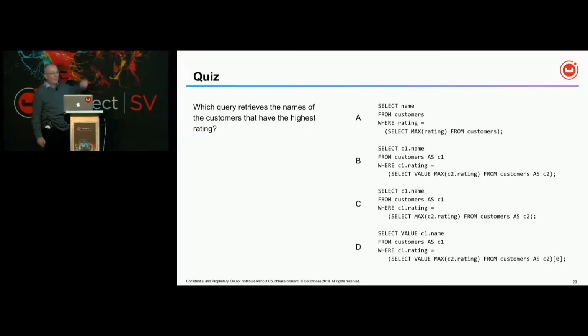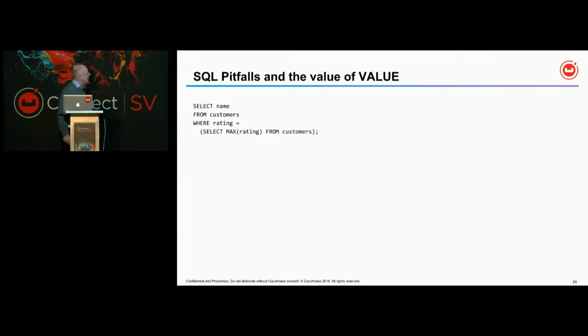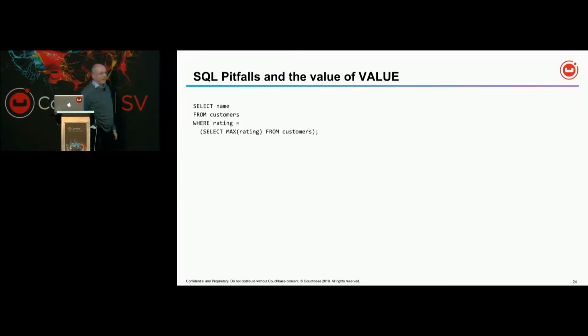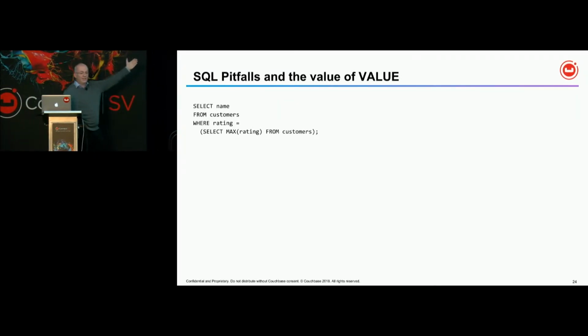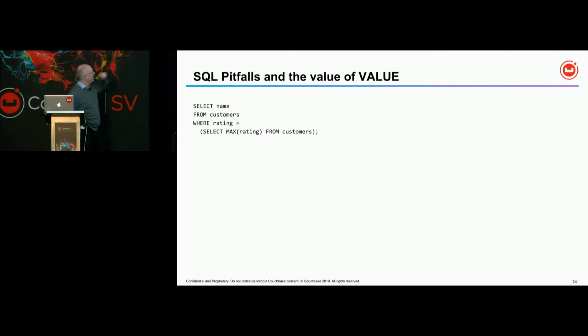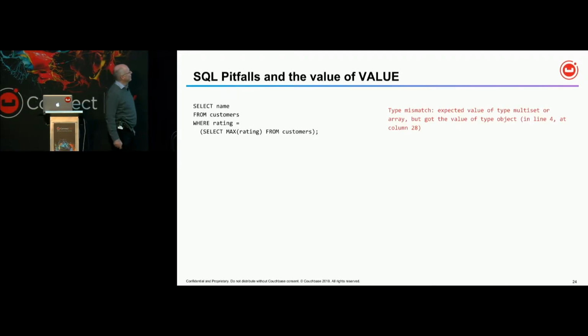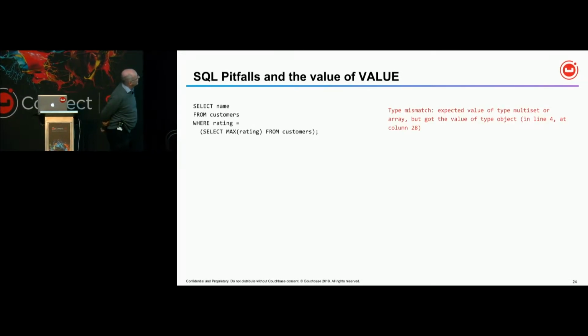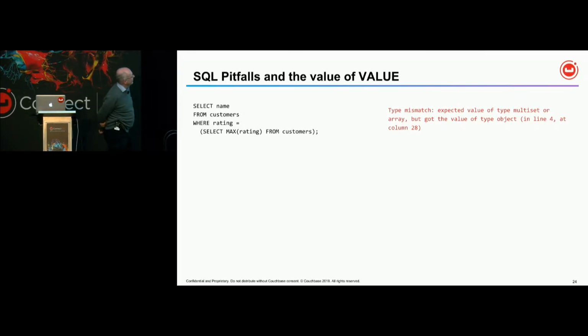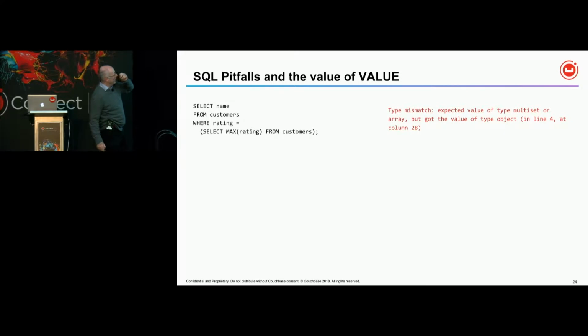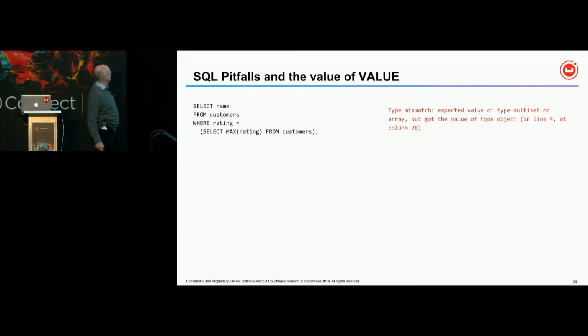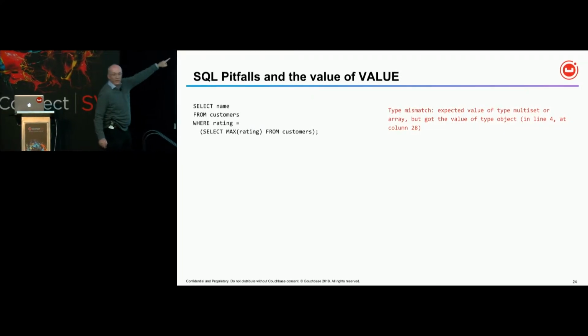So let me explain why that is the case. The first approach is to formulate this similar to what you would do in SQL, right? And if you try to run this query, this will be the result. It will tell you that there's a type mismatch, and the expected value of type multiset or array, which are basically the two kinds of collection types that we have, but instead we got an object, line 4, column 28. So that is the customers that we see up there.